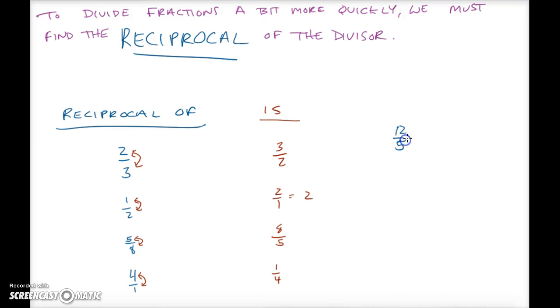12/5. That's an improper fraction, but that's okay. The reciprocal of 12/5 is going to be 5/12. Okay? So you need to be able to find the reciprocal. Let's do one more whole number just in case.